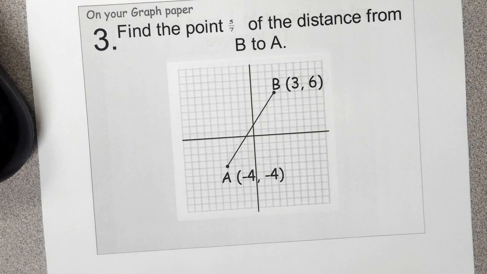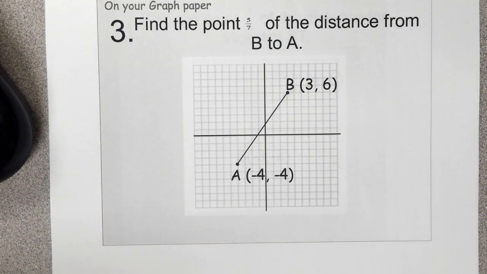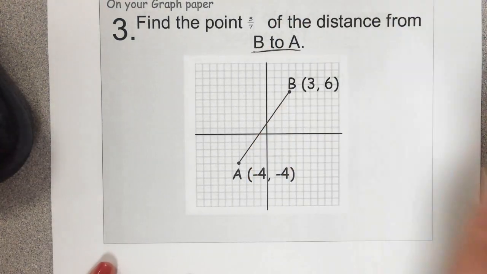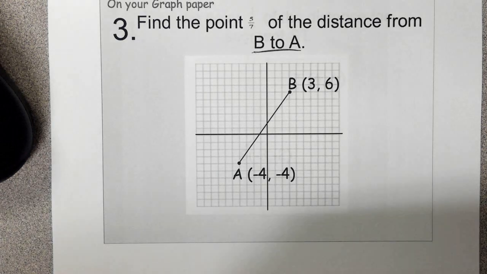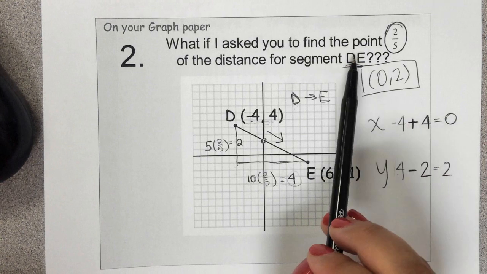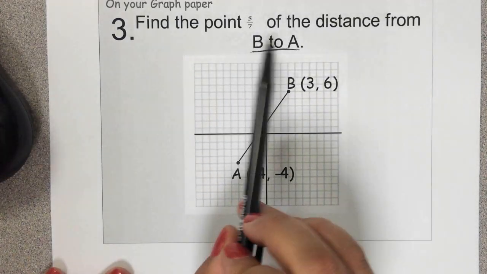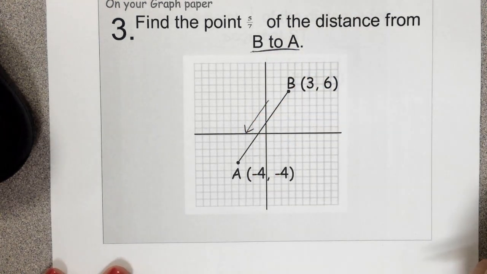For number 3. This one's a little bit trickier, and you'll see why I showed you the other way a little while ago. Here, I want to go from B to A. Now, on the one before this, it didn't really tell me what to do. It just has segment DE, so I went from D to E. But here, it's literally saying B to A. So I'm going B to A.